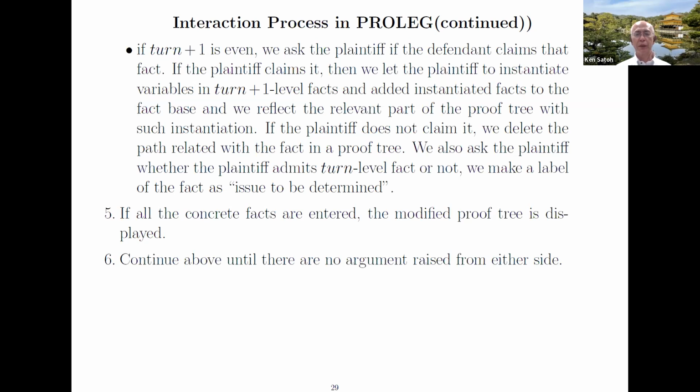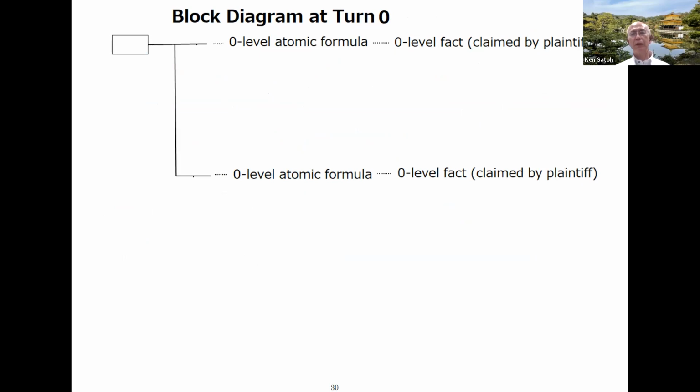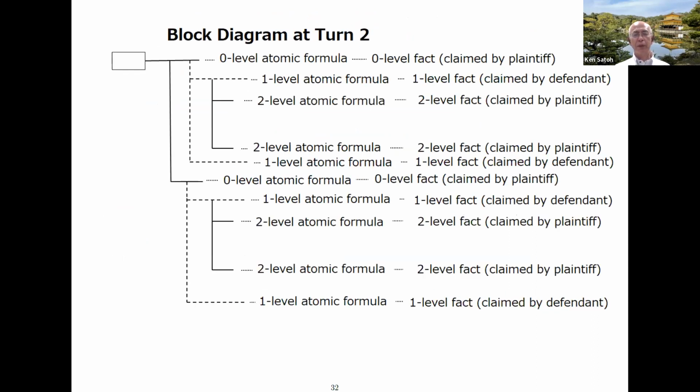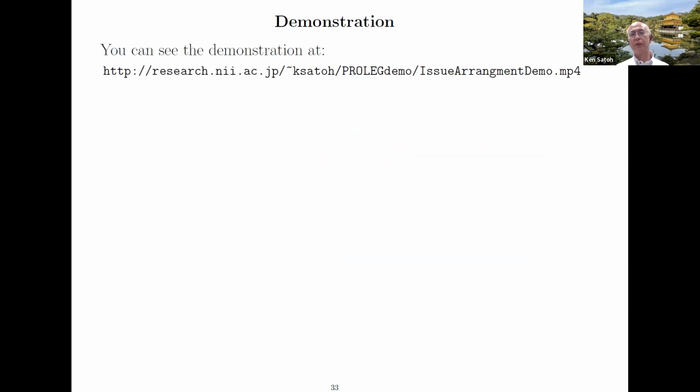For example, the zero level facts are claimed by the plaintiff, and then a first level atomic formula is claimed by the defendant. Then the exception of the exception is claimed by the plaintiff. This formula ultimately reaches some fact, and if a fact is encountered, the system will ask for the variable instantiation.